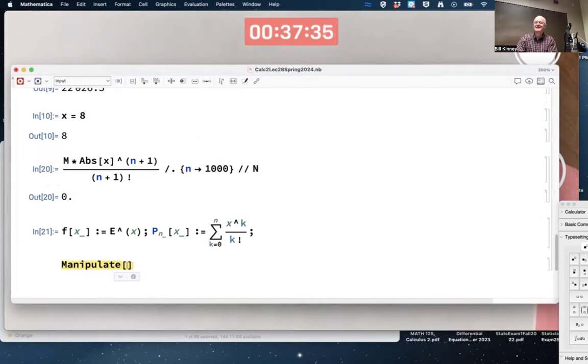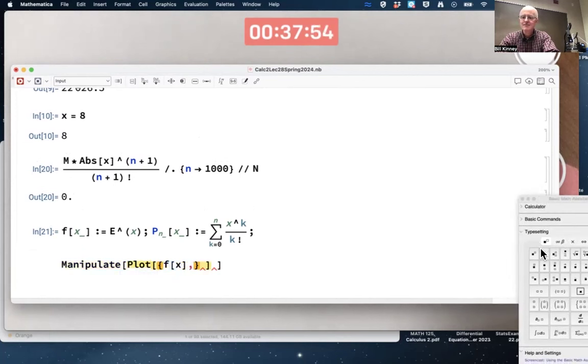Manipulate can make animations of anything in Mathematica. And I do mean really literally anything that can be parameterized, including graphs. We can plot f of x and p sub n of x. Pick an interval, -5 to 5.